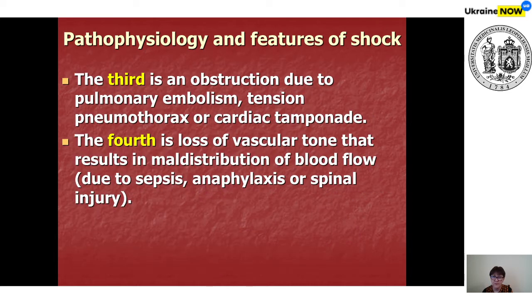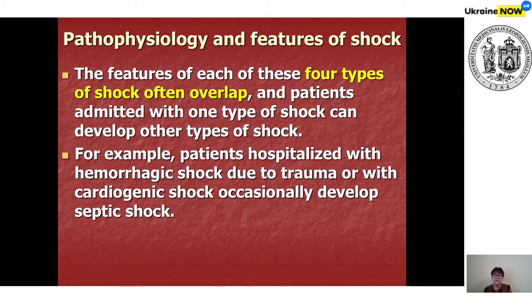The third is obstruction due to pulmonary embolism, tension pneumothorax, or cardiac tamponade. And the fourth is loss of vascular tone that results in maldistribution of blood flow due to sepsis, anaphylaxis, or spinal injury. The features of each of these four types of shock often overlap, and patients admitted with one type of shock can develop other types of shock. For example, patients hospitalized with hemorrhagic shock due to trauma or with cardiogenic shock occasionally develop septic shock.